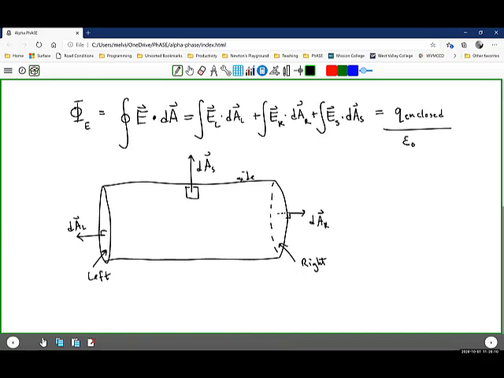Gauss's law can be used for any shape. It doesn't have to be a cylinder. It doesn't have to be a sphere. It doesn't have to be a box. Your shape can be a peanut, literally.